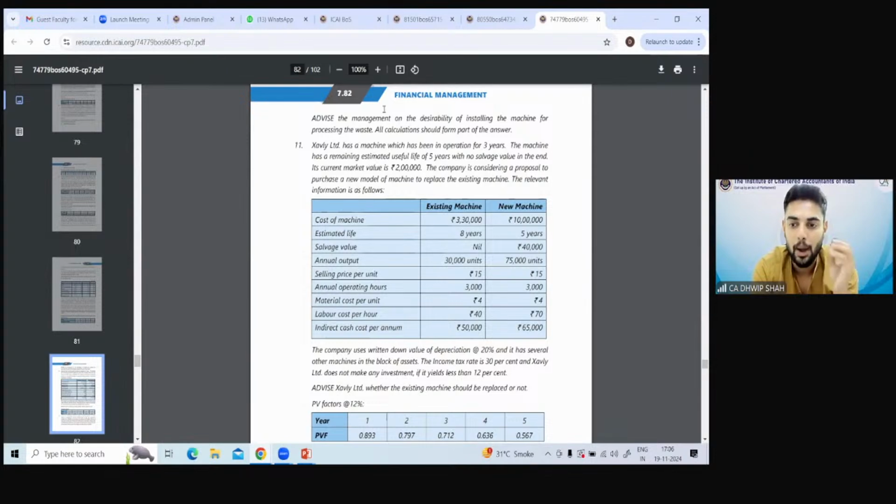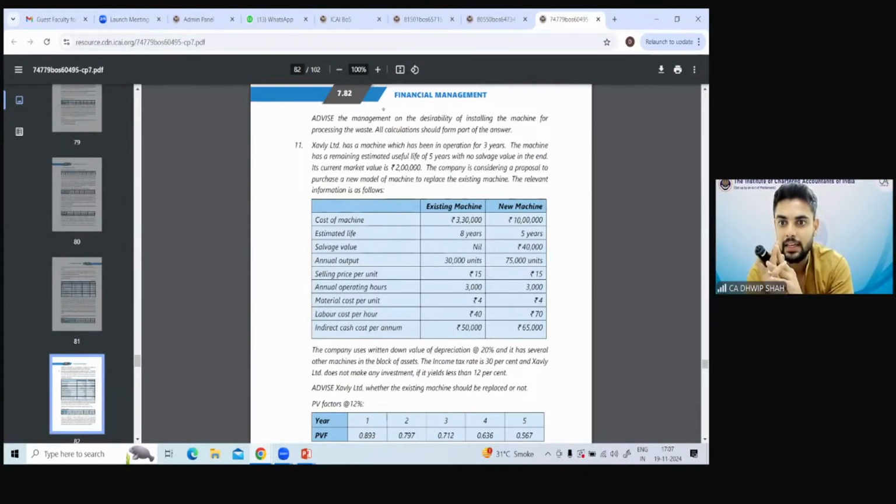We are concerned with what happens from now on. The machine has a remaining life of 5 years. So 3 years are gone. The remaining life is 5 years. The machine will not have any salvage value in the end. Its current market value is 2 lakh. What is this current market value? This is nothing but, if we want to buy the new machine, then we will buy at 10 lakh. But obviously the company will sell this old machine, this existing machine, and the sale value of that existing machine would be 2 lakhs. Correct? This is what the current market value of the existing machine means.